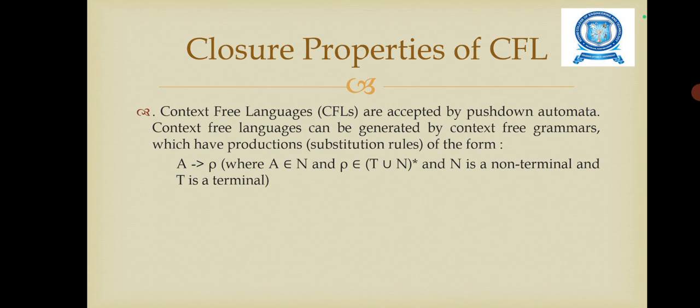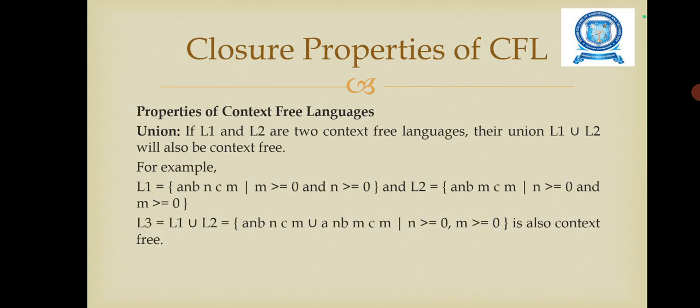Context-free languages can be generated by context-free grammars which have productions of the form A → ρ, where A is in N, represented as a non-terminal, and T is a terminal. Now we are going to see some of the properties of context-free languages.